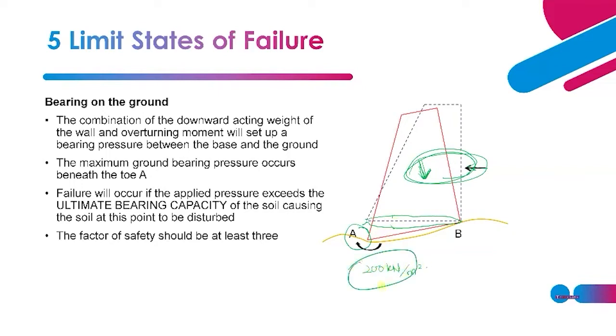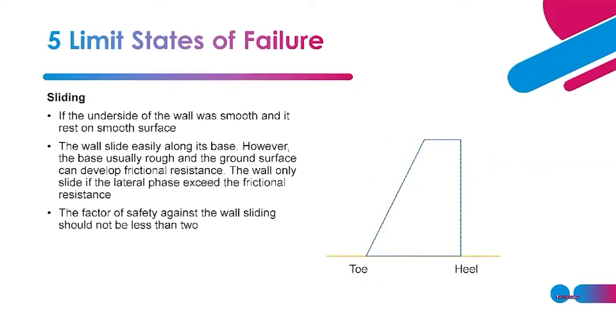That is all it can take. Okay, if more than this value, bearing pressure produced by the retaining wall exceeds this, meaning this is what will happen. It will fail, because the pressure from the retaining wall is transferred to the soil. So if the soil is not able to support it, this is what will happen. And then we have sliding.